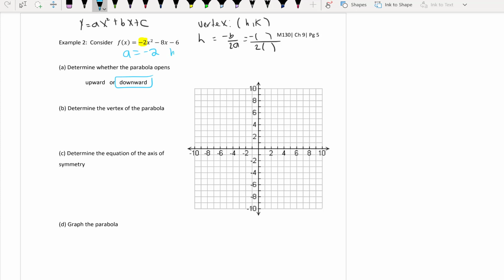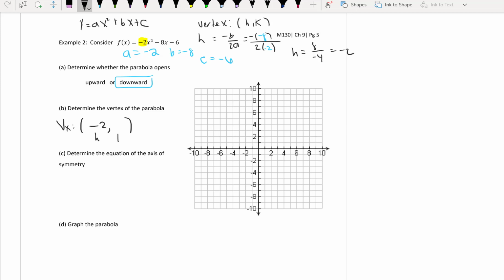So I know that my b value is -8 and my c value is -6. So the b value that I'm plugging in is -8 and the a value is -2. So I'm going to get that my h is equal to 8 over -4. So 8 divided by -4 is going to give me -2. So I know that for my vertex, that h value, I have -2.